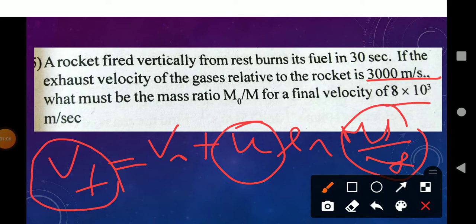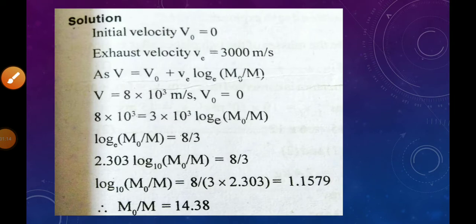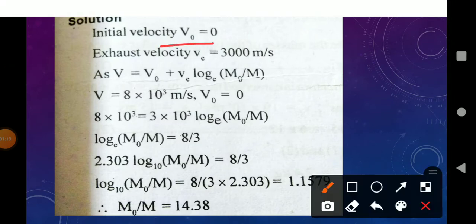Since the rocket is fired vertically from rest, that means the initial velocity is 0. So by substituting, the initial velocity is given as 0. Exhaust velocity U is equal to 3000 meter per second, and V is equal to V0 plus U log M0 by M. So V is equal to 8 into 10 cube meter per second.